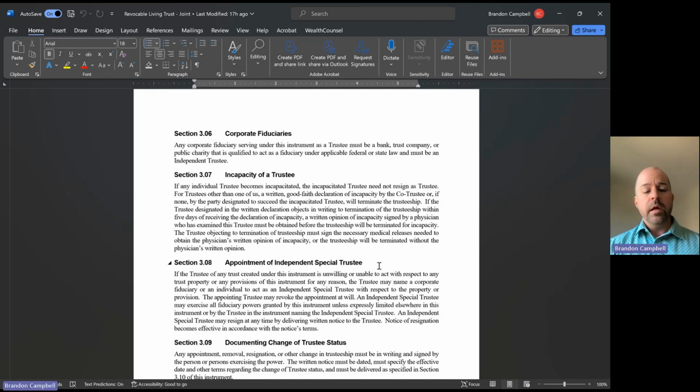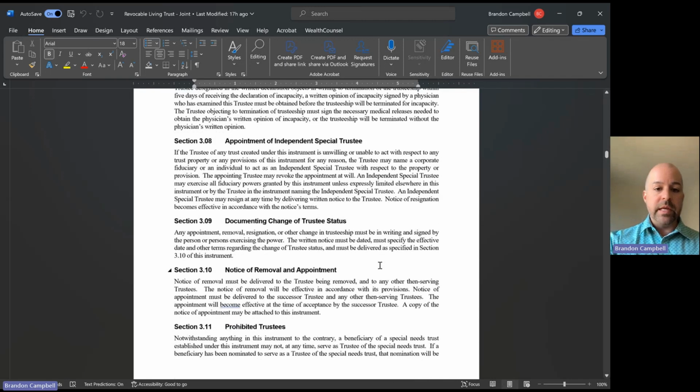Incapacity of a trustee. Just like you can't make decisions if you have become incapacitated, we also can't allow trustees to continue making decisions if they have become incapacitated. So you are the first trustee, most likely. In that situation, you'll manage until you can't. And then if you become incapacitated, the next trustees will step in. And if they became incapacitated, we keep going down the line. This is simply identifying how we determine that a trustee has become incapacitated.